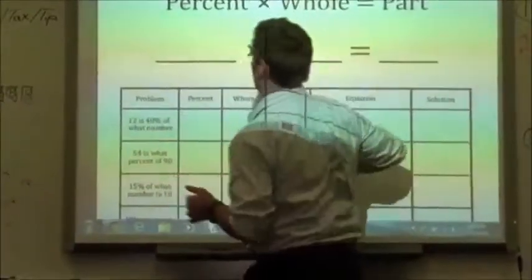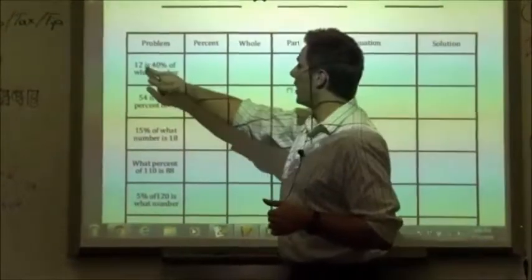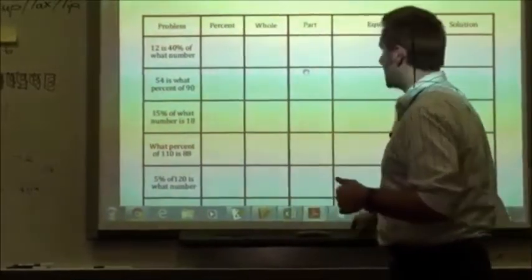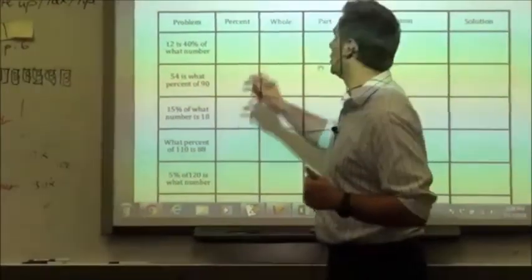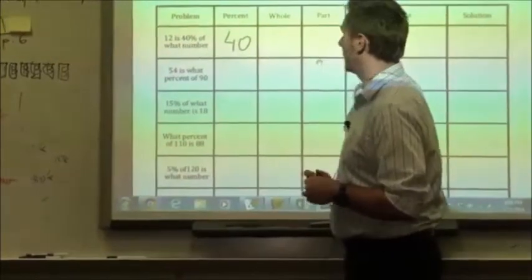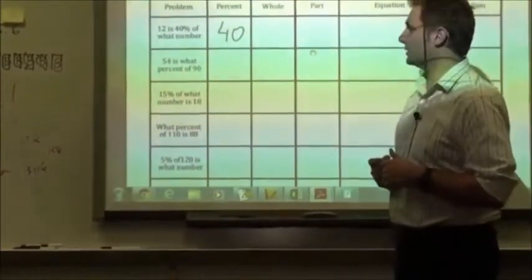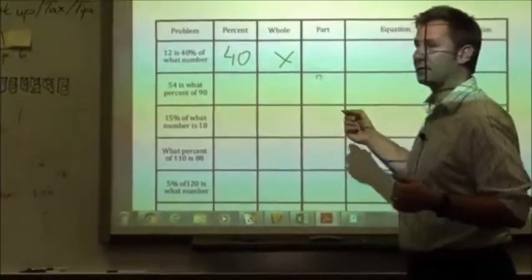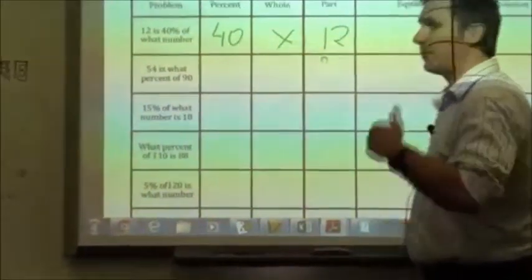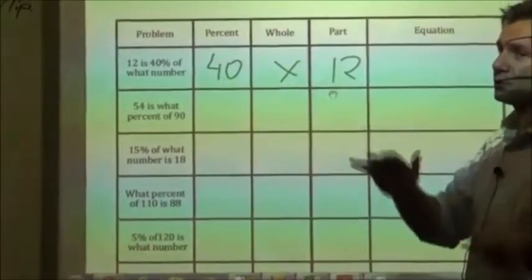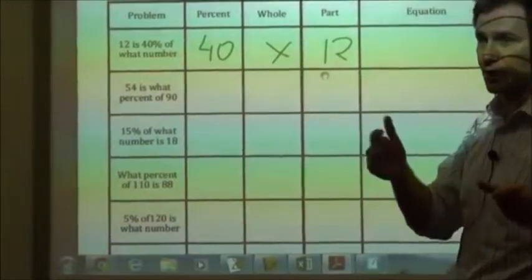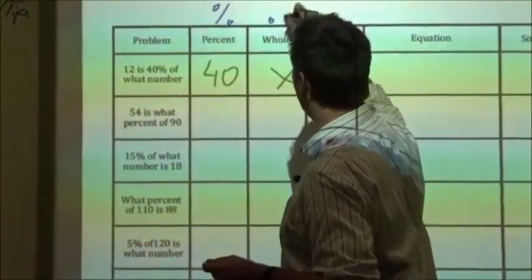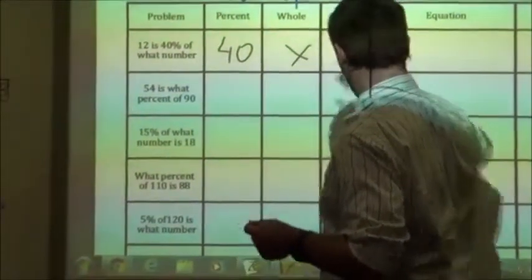So in your packet, let's start with problem number 1. 12 is 40% of what number? So let's find out. What is our percent? 40. Write down 40. What's our whole? What do you think whole is? We don't know. We really don't. And what's our part? 12. Now, before I go any further, you can go back to your previous instructions and write, there is a percent, whole is of, and then part is this.